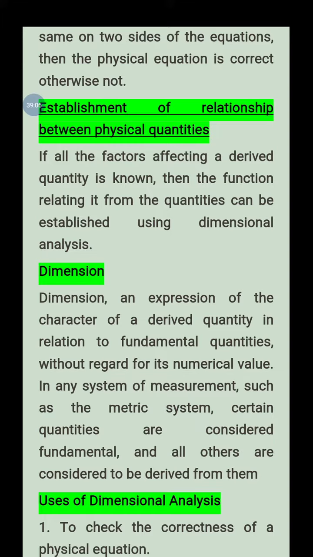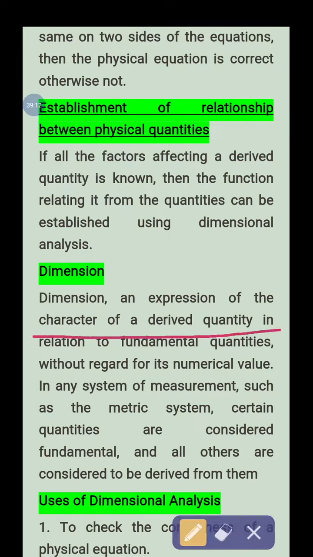Dimension is an expression of the character of a derived unit in relation to the fundamental quantities without regard for its numerical value. It is only showing the dimension, not its numerical value. In any system of measurement, such as the metric system, certain quantities are considered fundamental and all others are considered to be derived from the base.